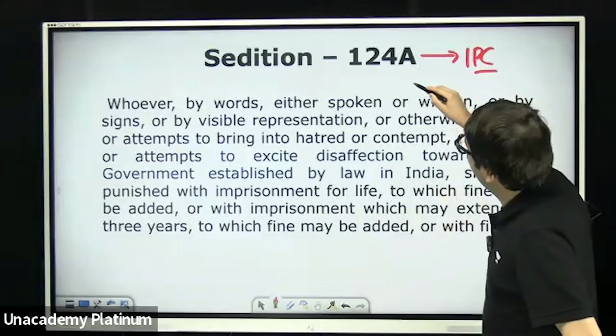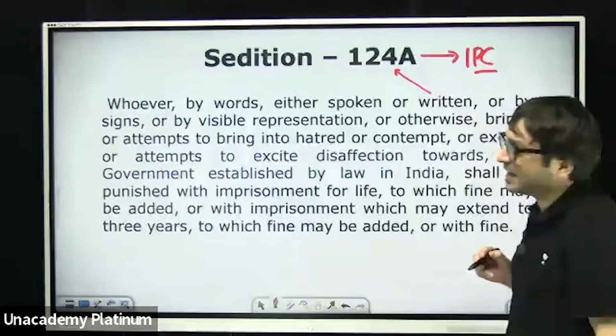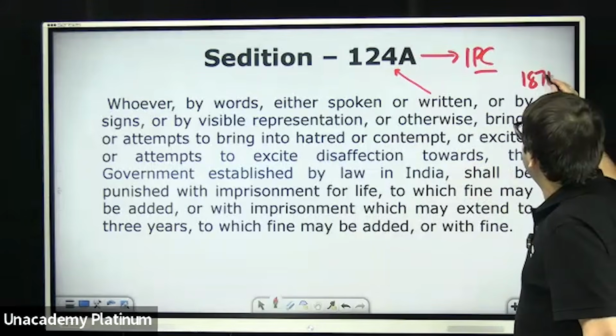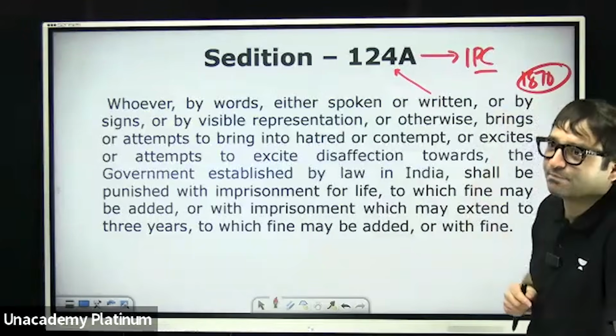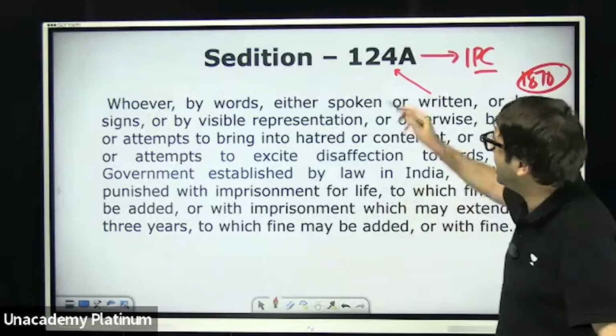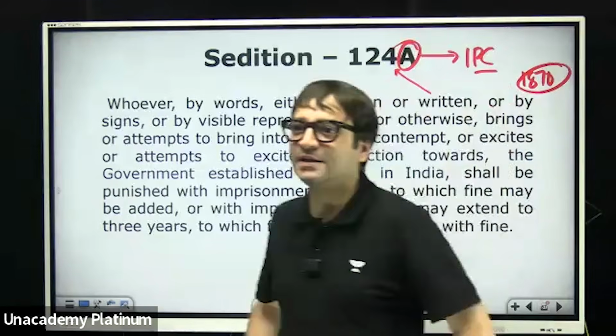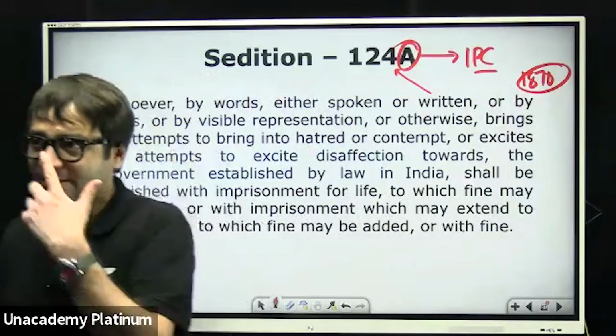Due to the Wahabi movement, this section 124 capital A got added in 1870. It was not originally part of the IPC in 1860. That is why capital A, it was done through an amendment. Why was it not part of the 1860 Indian Penal Code? Why was it added later?